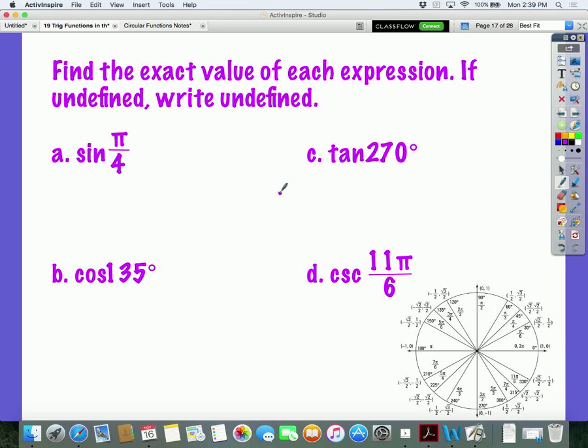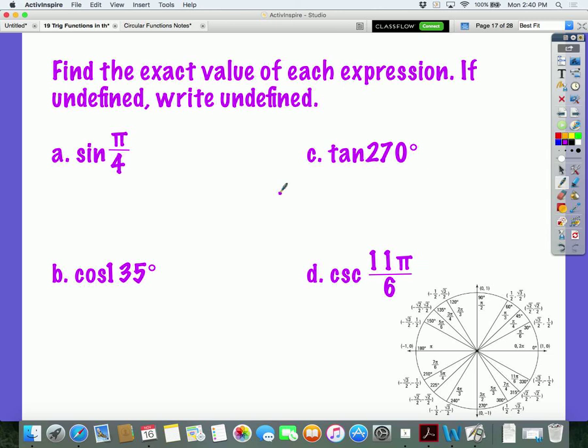Alright, so finishing up the notes. We're now going to use the unit circle to find some values, some trig functions. So this says find the exact value of each expression. If undefined, write undefined. The sine of pi over 4. You are probably going to need to have your unit circle out side by side if you haven't learned it yet. Okay? So the sine of pi over 4.